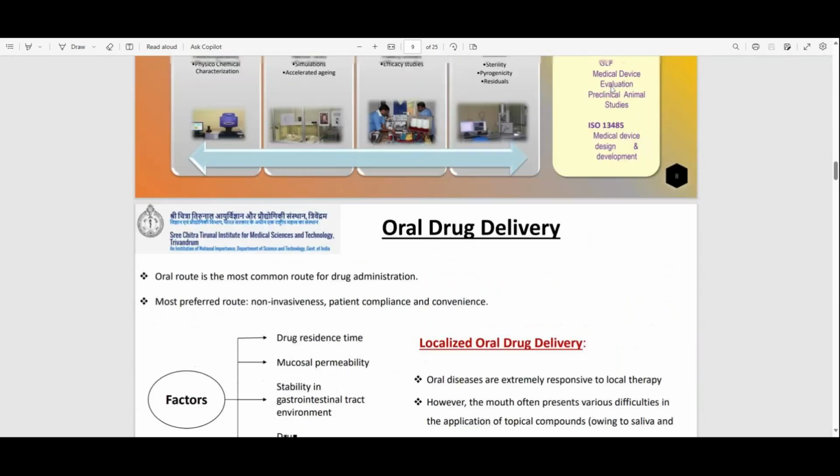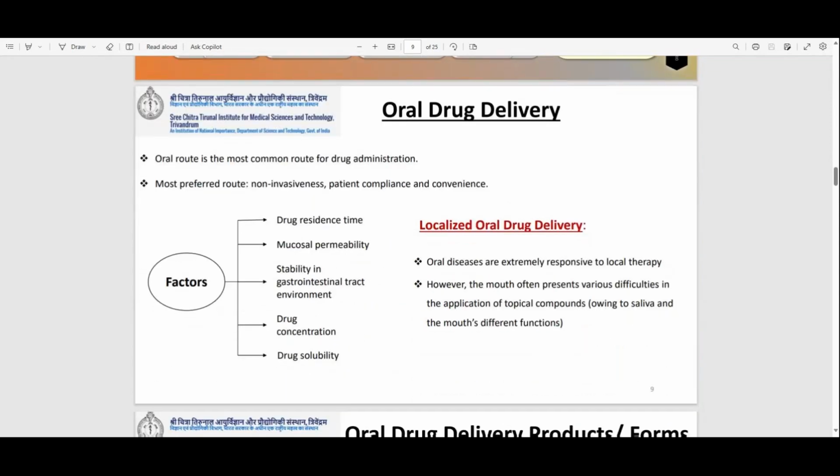Coming to the topic, the mucoadhesive bandages for oral drug delivery. As an introduction, as you all know, the oral route is the most common route for drug administration, and it is the most preferred route because of its non-invasiveness, patient compliance, and convenience. There are different factors that affect oral drug delivery, including drug residence time, mucosal permeability, stability in the gastrointestinal tract, and drug concentration or solubility.